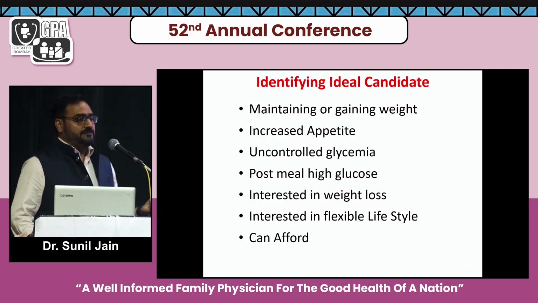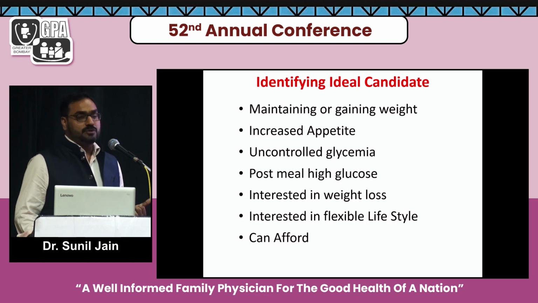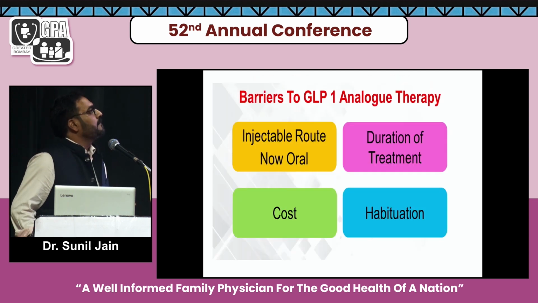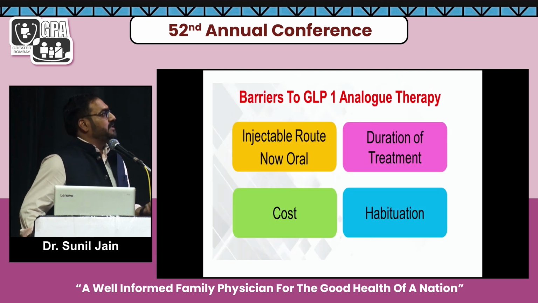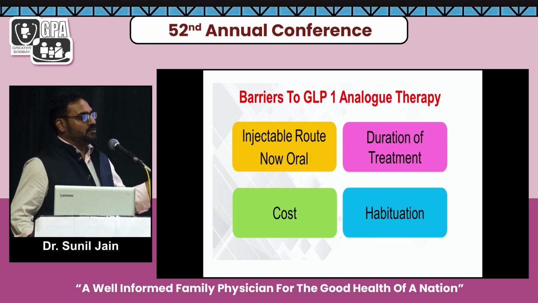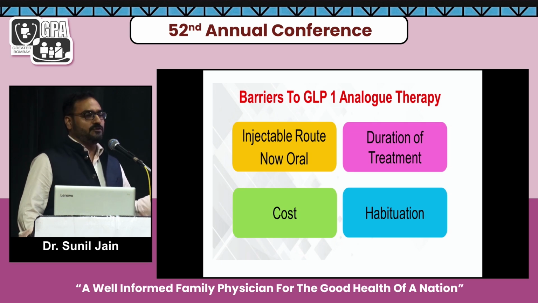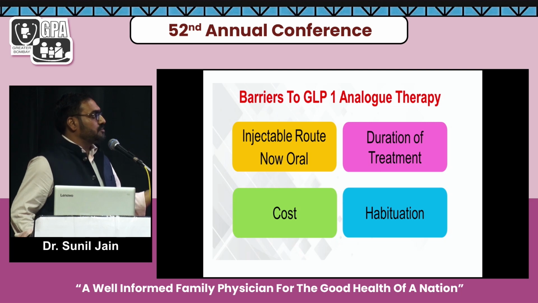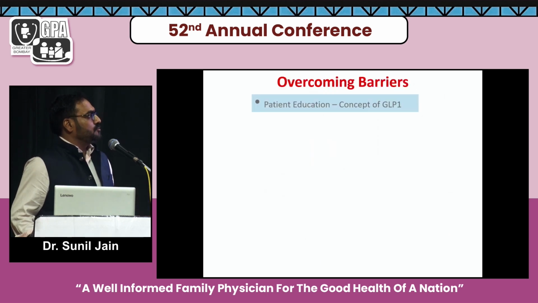So an ideal candidate for GLP-1 is maintaining or gaining weight, with increased appetite, uncontrolled glycemia, post-meal high glucose, interested in weight loss, interested in a flexible lifestyle, and can afford it, because these are all costly. So the barriers to GLP-1 analog therapy: injectable route. There were patients who said we don't want injections, but right now you have an oral one also. Duration of treatment, yes, it's a prolonged treatment. Cost and habituation.